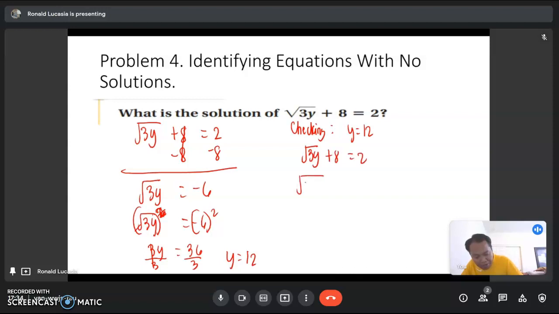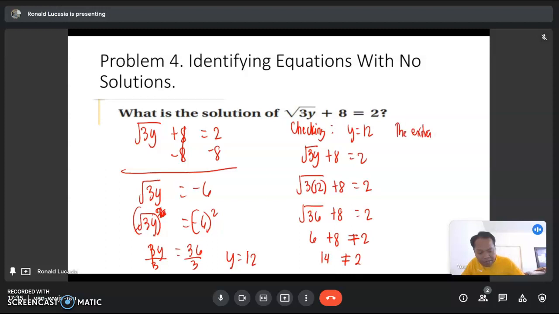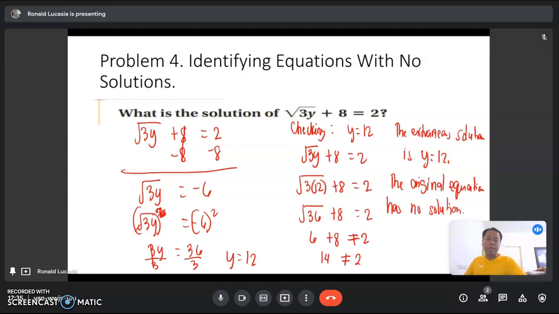So our y there is 12, plus 8 is equal to 2. 3 times 12 is 36, plus 8 is equal to 2. The square root of 36 is 6, plus 8, this is equal to 2. So this is 14, not equal to 2, which means the extraneous solution is y is equal to 12. The original equation has no solution. The moment that when you get the value of the variable and there is no value of the given variable satisfy the given radical equation, then we would say that the given radical equation has no solution.